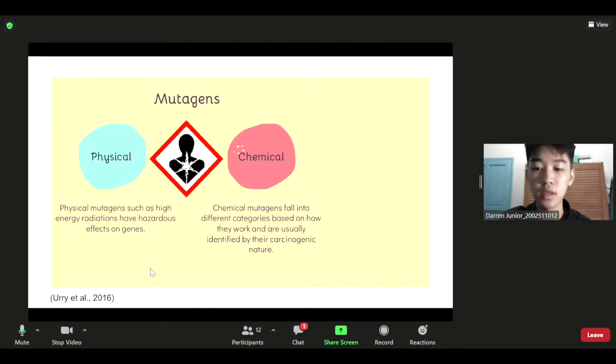Some chemical mutagens disrupt DNA replication, while some others insert themselves into a DNA strand and alter the structure. Researchers determine the mutagenic nature of chemical mutagens by testing their ability to cause cancer, since most carcinogens are mutagenic.